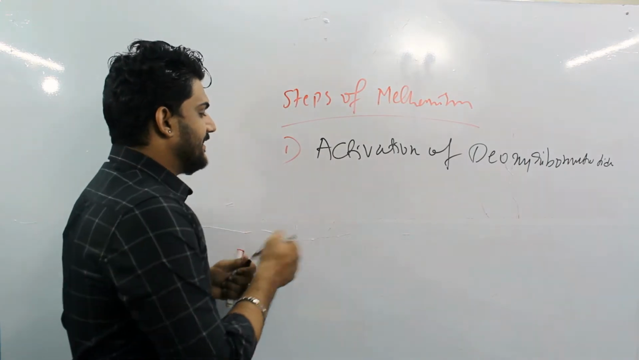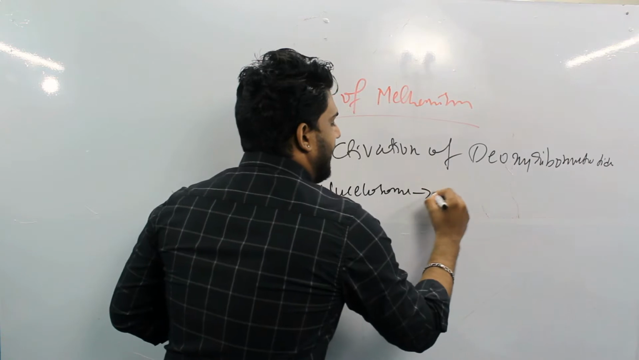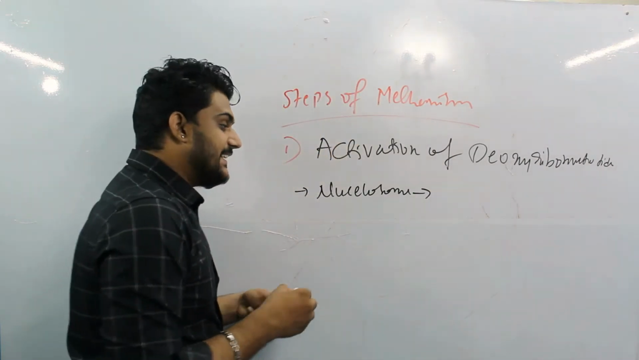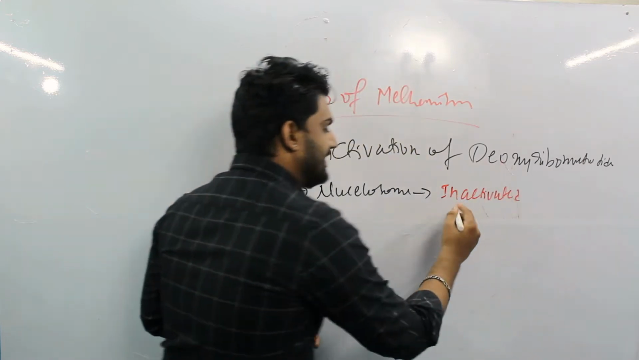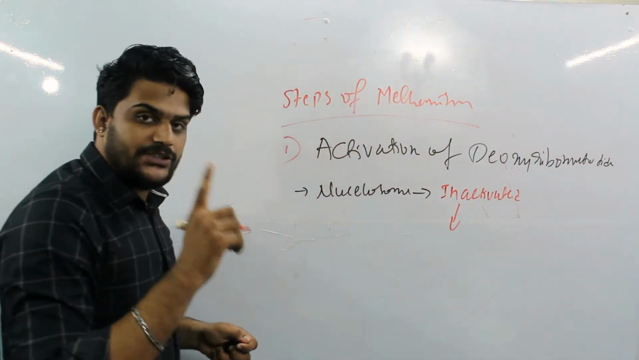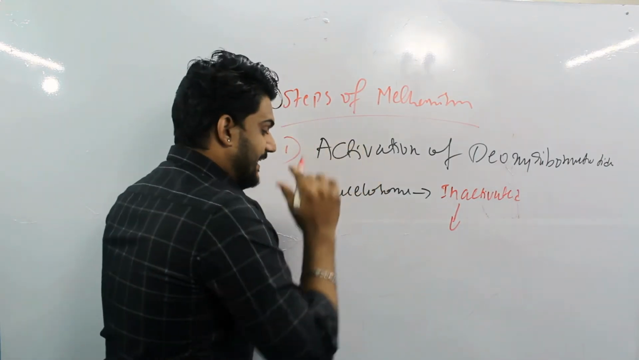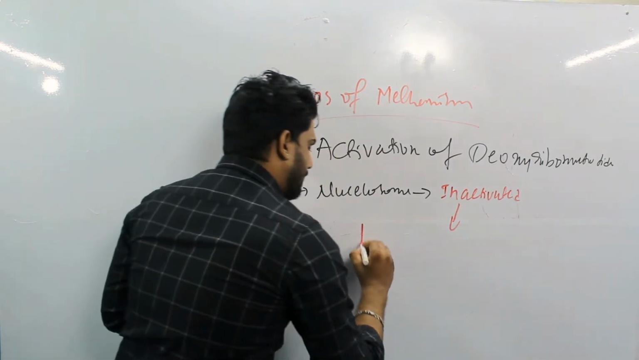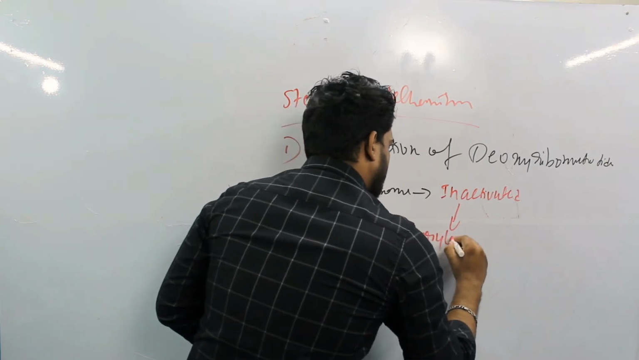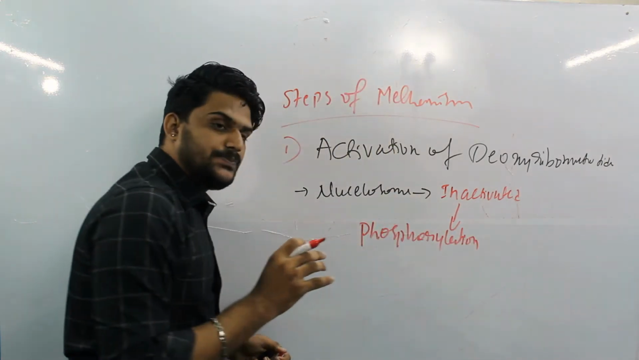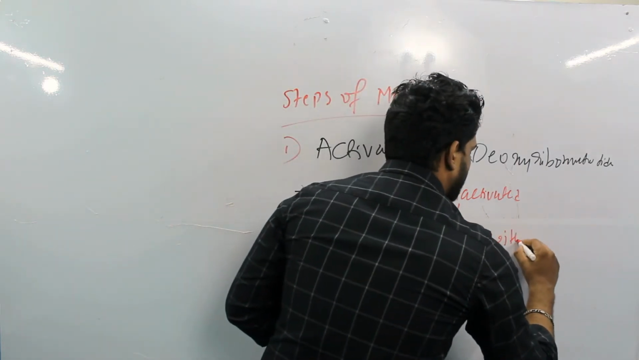These are present in the nucleosome in the inactivated state. This has to get activated. The process of activation of nucleotides is known as phosphorylation, and this phosphorylation is carried out with the help of ATP.